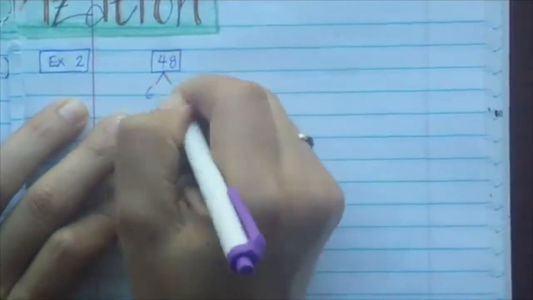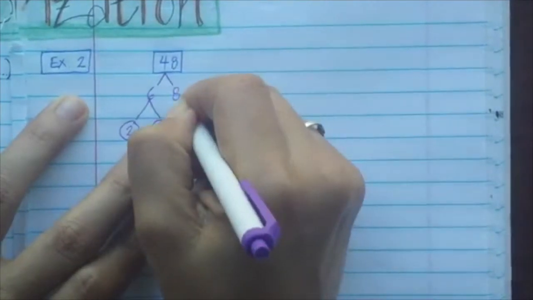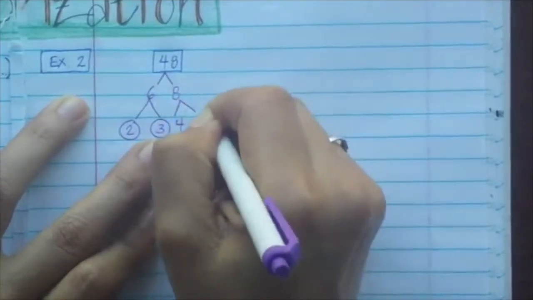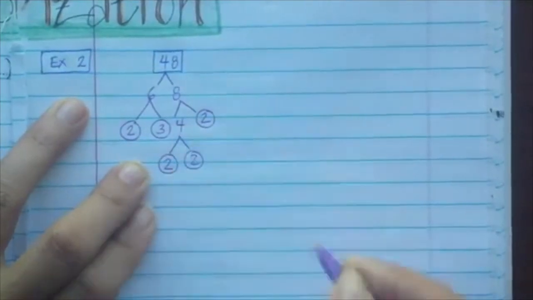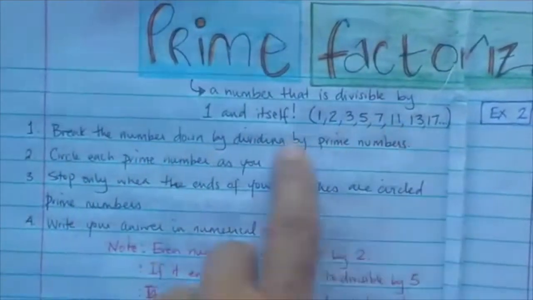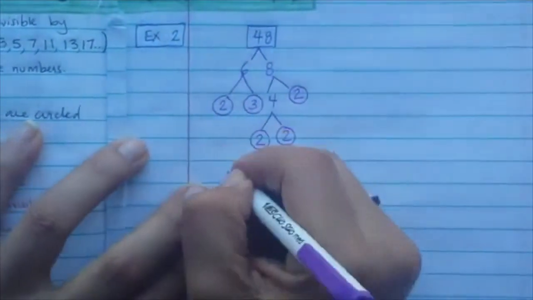Let's break down 48. There are many ways of doing it. Let me just do 6 times 8, but you could do 2 times 24. Break down 6: 2 times 3, and those are prime numbers because they're only divisible by 1 and itself. Break 8 out to 4 times 2. 2 is a prime number. I can break down 4 more into 2 times 2. And then write it in numerical order. I stop because all my branches are finished.